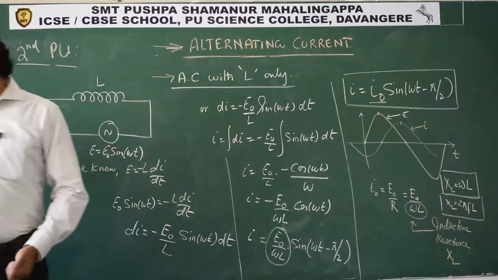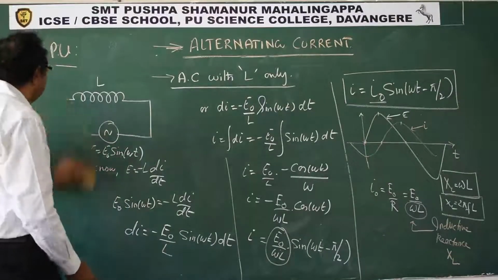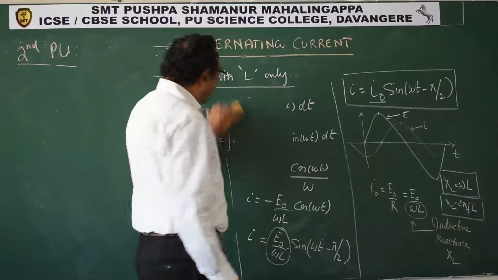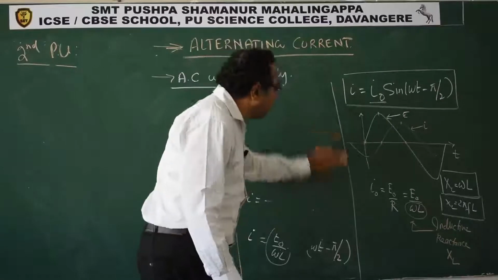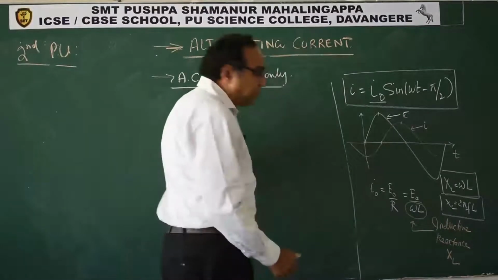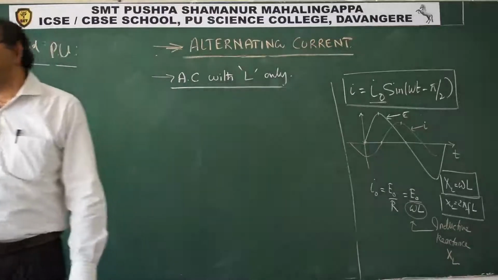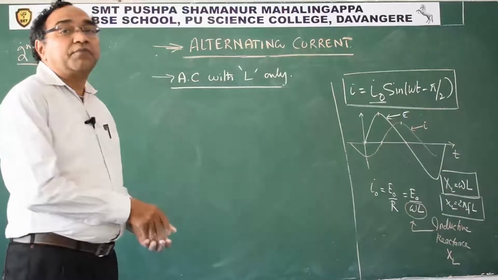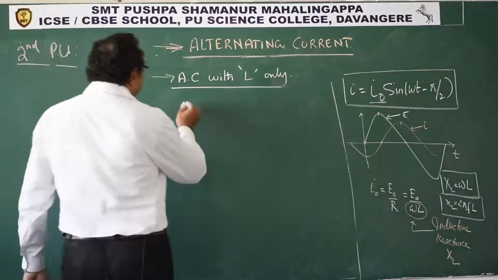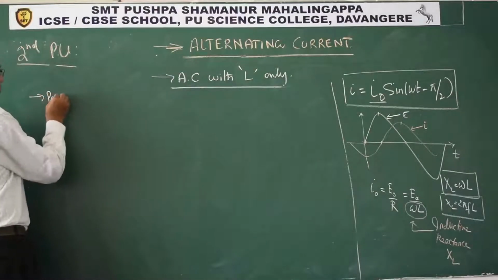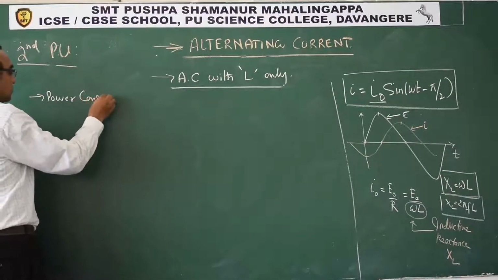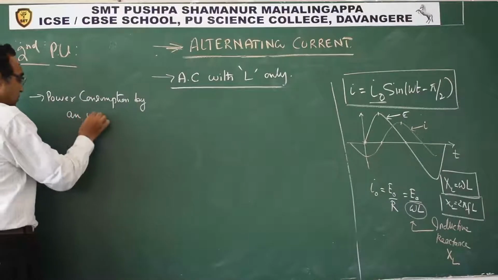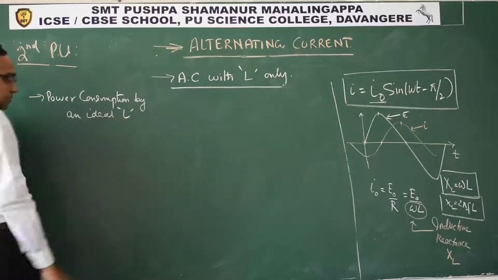Now coming to the power consumption. How much will be the power consumption by this component? How much power will an inductor consume in its operation? We have seen resistance consumes a power of ERMS into IRMS when it is placed in an AC circuit. So how much will be the power consumption by this particular component? So let us take up power consumption by an ideal inductor. This is what we are taking.